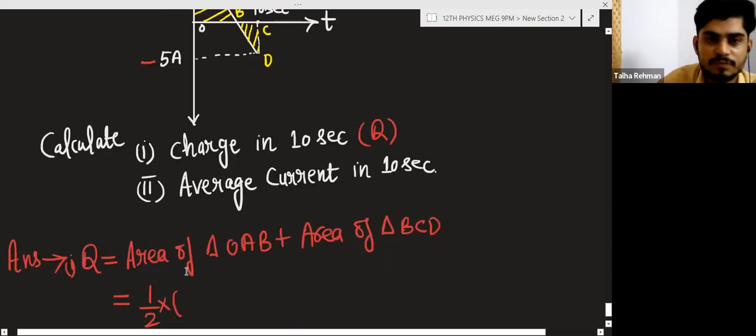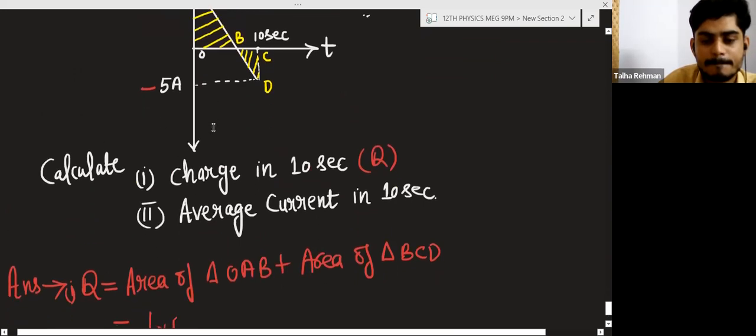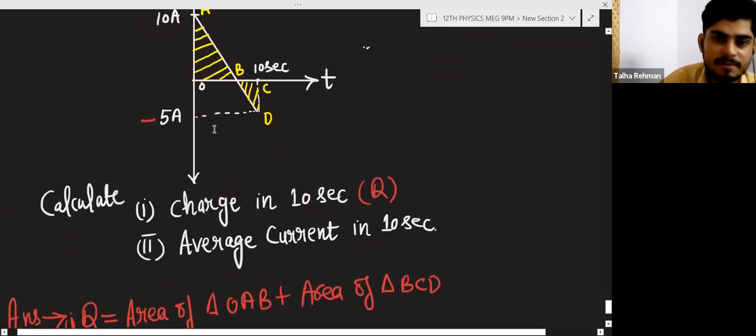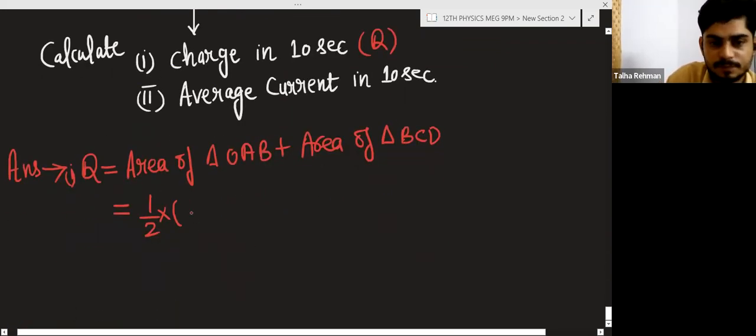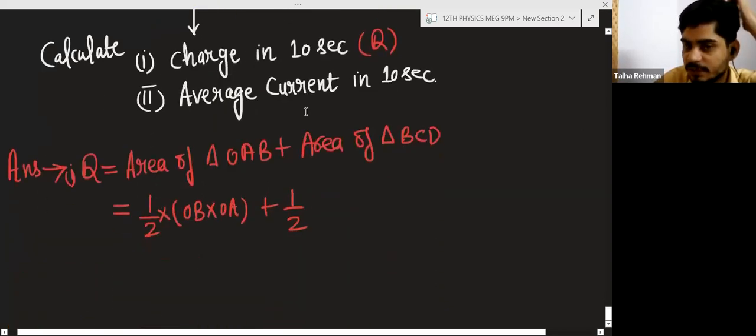into, what is the base of this triangle? OB. OB is the base, and height is OA. OB into OA. Plus area of triangle BCD, half into base is BC, height is CD. BC into CD.